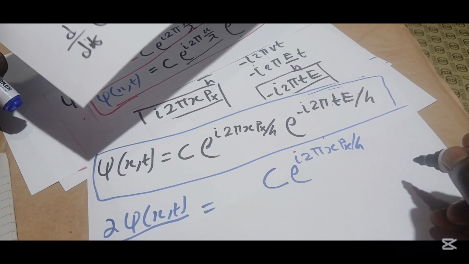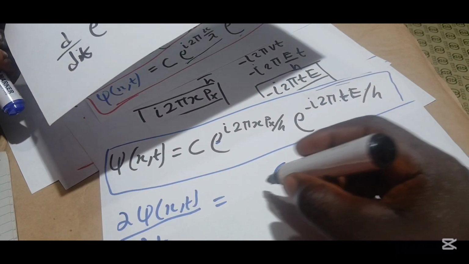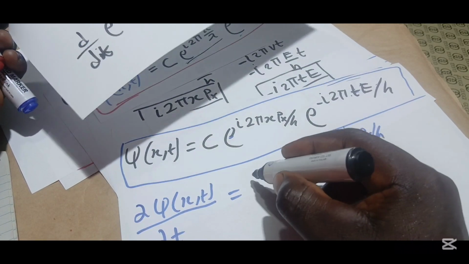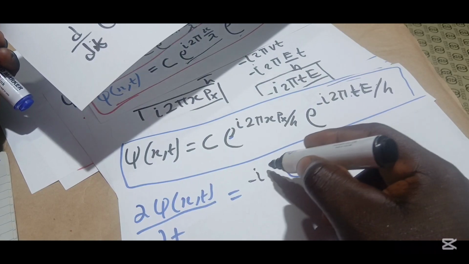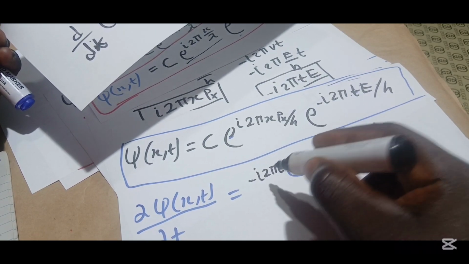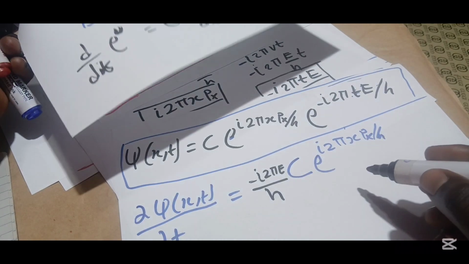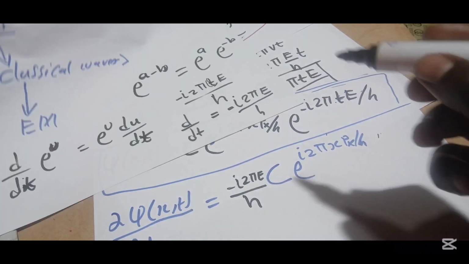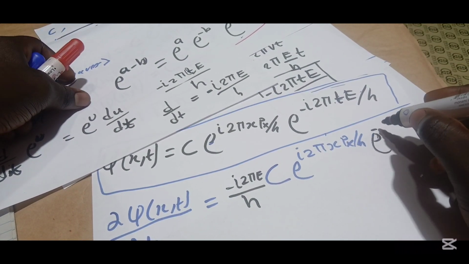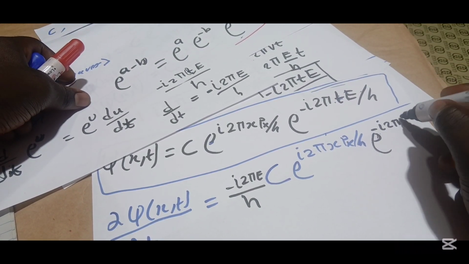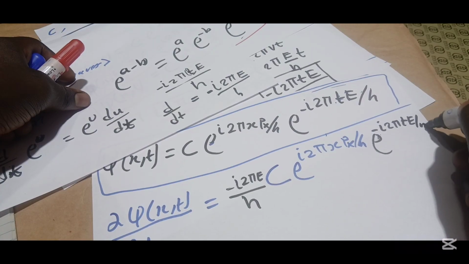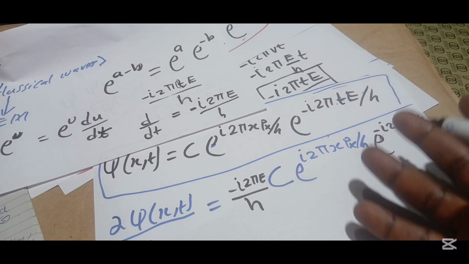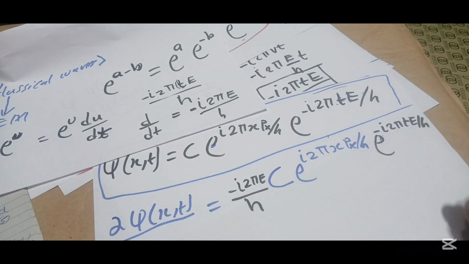So in this case, we are going to multiply the derivative of u by the whole term. So we have a term here which will be minus i 2 pi E all over h, multiplying the whole exponential term here, which is e to the power i 2 pi t E over h. Mind you, we could multiply it anywhere. Since they are multiplying, you can arrange them anyhow.